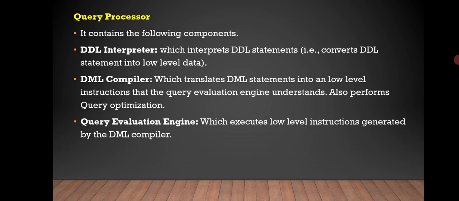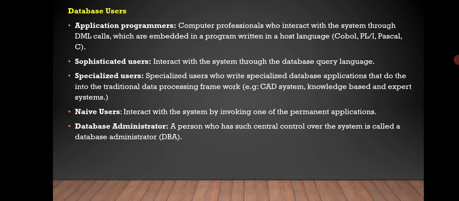Now let us see about the query processor. It contains the following components: the DDL interpreter, which interprets the DDL statements and converts them into low-level data. The DML compiler, which translates the DML statements into low-level instructions that the query evaluation engine understands, and also performs query optimization. The query evaluation engine, which executes the low-level instructions generated by the DML compiler.